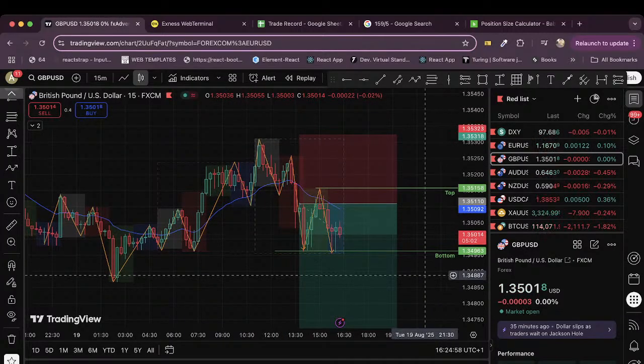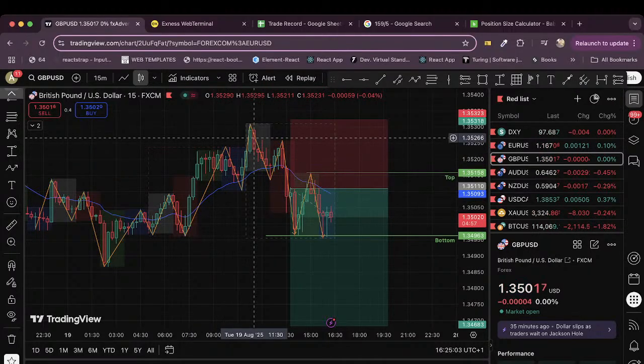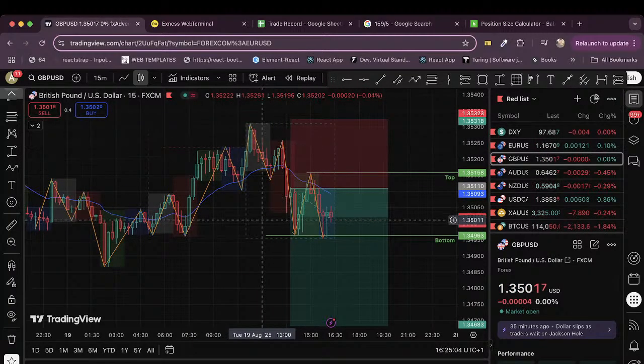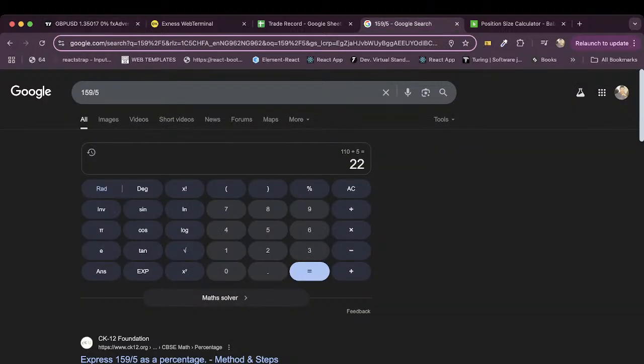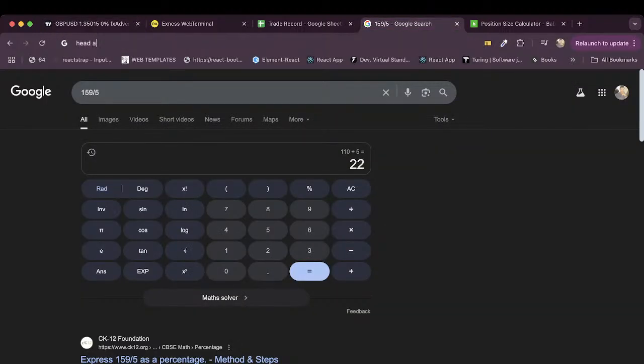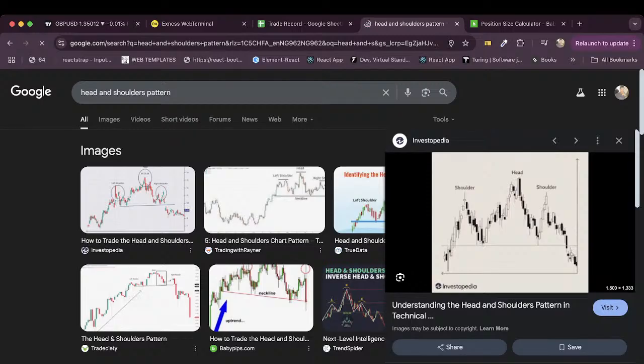But in our own defense, I think we also had a similar reversal pattern that formed on British pound USD because of the head and shoulder. So if you check for head and shoulder, let me type it here. Head and shoulder pattern. Yeah, this is it here. I think this one is more clear. They are all reversal patterns.